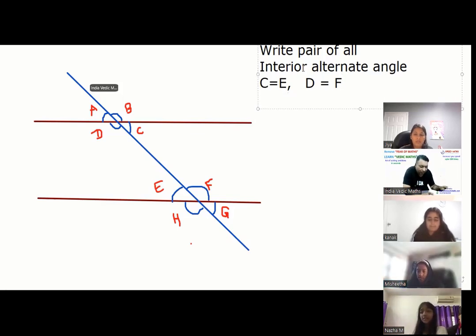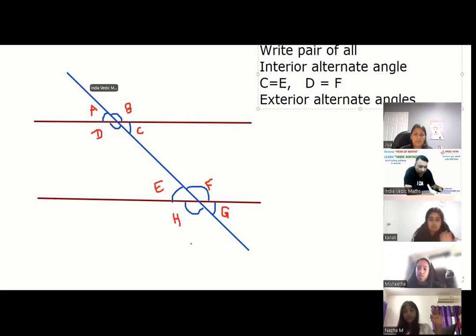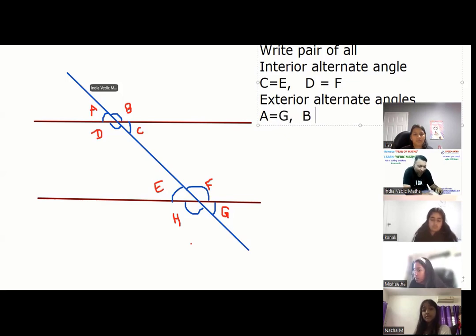Now, similarly, exterior alternate, who will tell me? Okay, let Mayank try. Then I will ask more people also. Sir, A is equal to H and B is equal to G. Equal to H? Are you sure? Yes, sir. Sorry, sir, A is equal to G. Mayank, A is equal to G and H is equal to B, correct? That is what you are saying, Kanak? Naja, you are also saying the same thing?